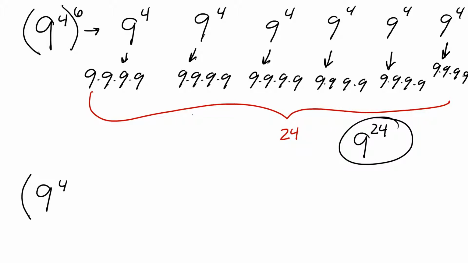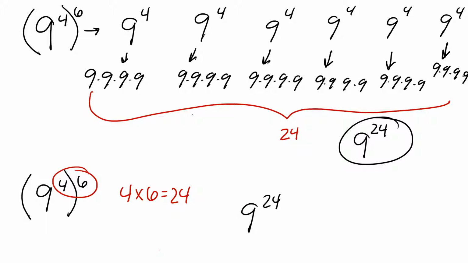These are the types of problems where the shortcut method comes in handy because nobody wants to have to write that out 24 times. We simply multiply the exponents. 6 times 4 is 24. Keep the base number the same, 9 to the 24th power. You still get the same answer even with your shortcut method.